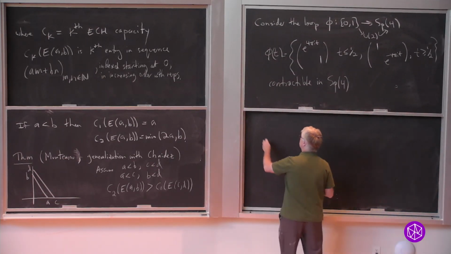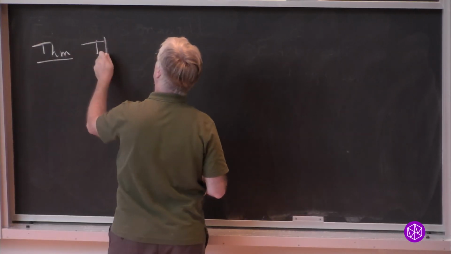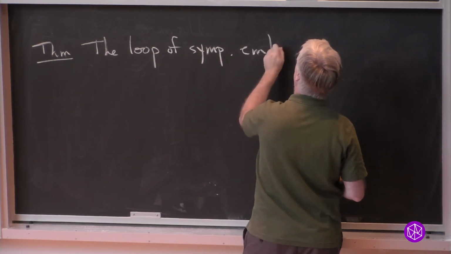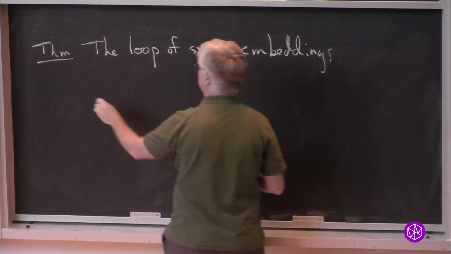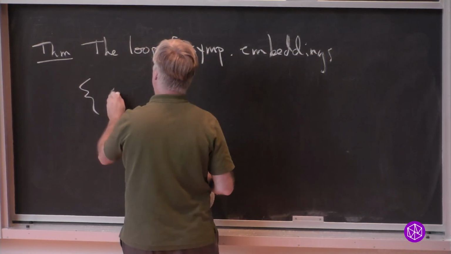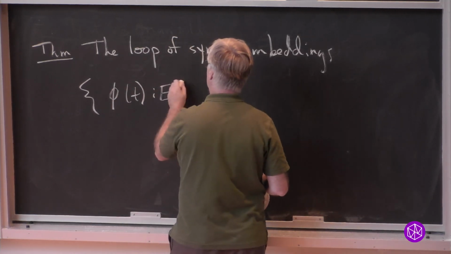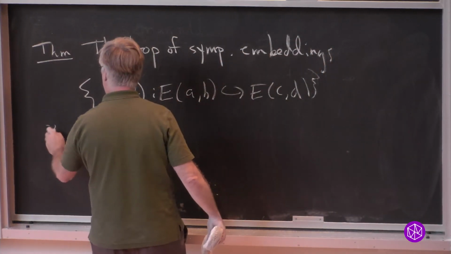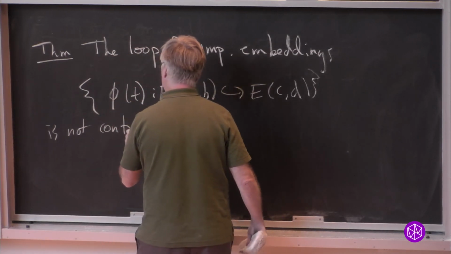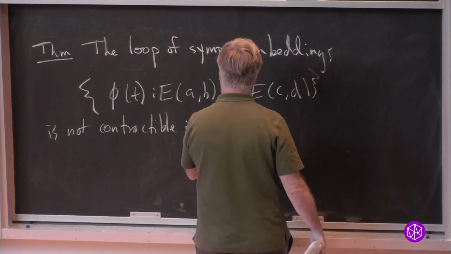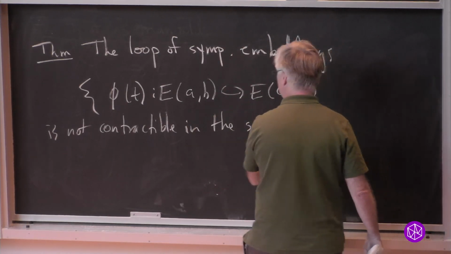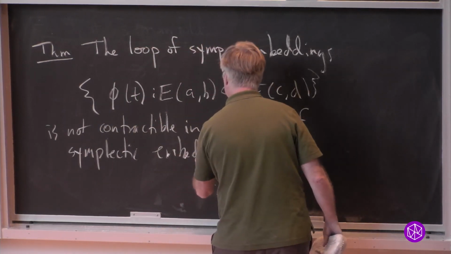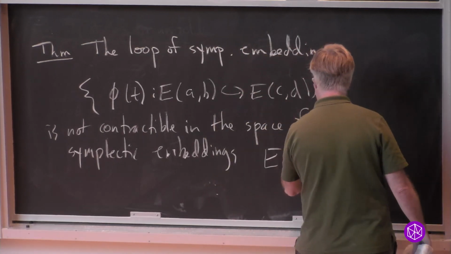So the theorem statement is that the loop of symplectic embeddings phi of t from E(A,B) to E(C,D) is not contractible in the space of symplectic embeddings from E(A,B) to E(C,D).